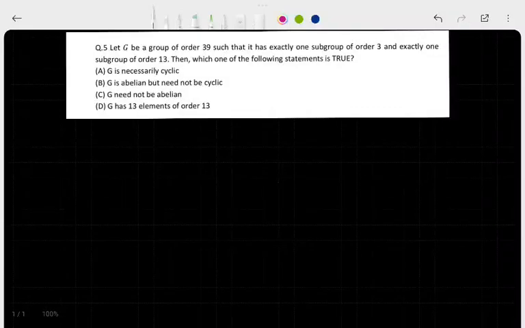Hello students, this is a question of IIT JAM 2024. So in this question we're given that our group has order 39.